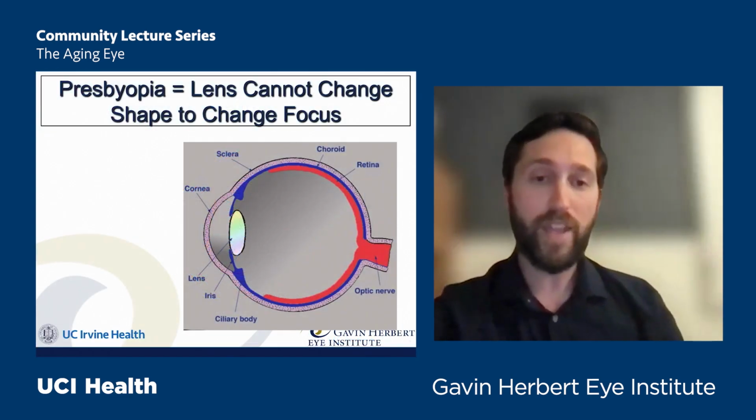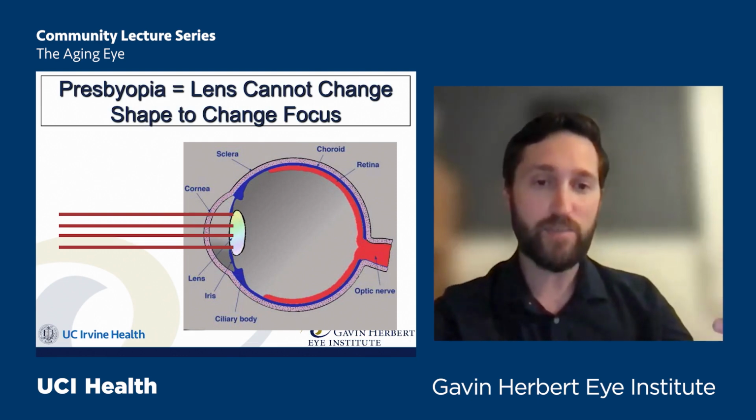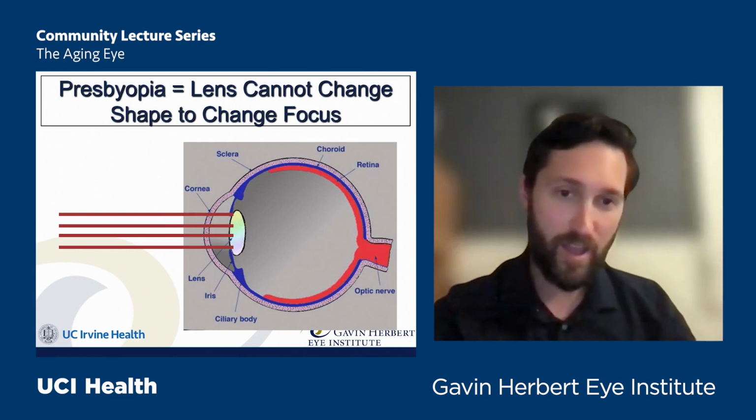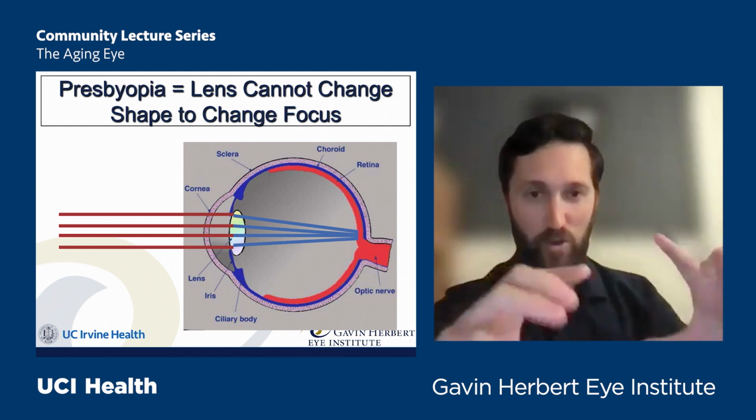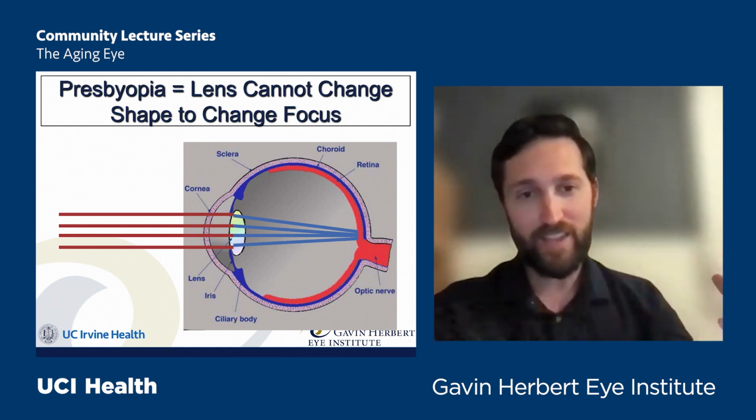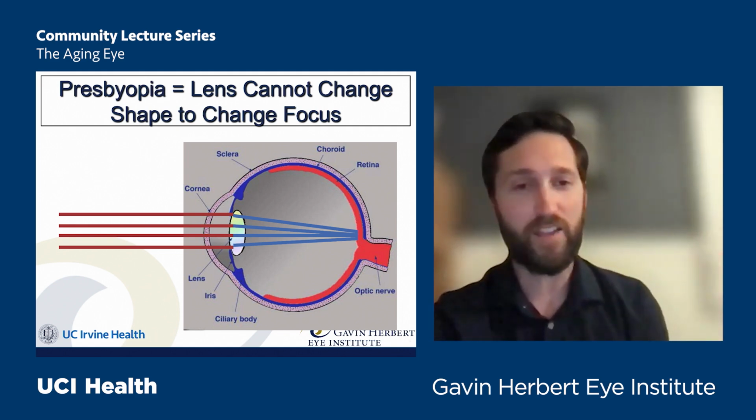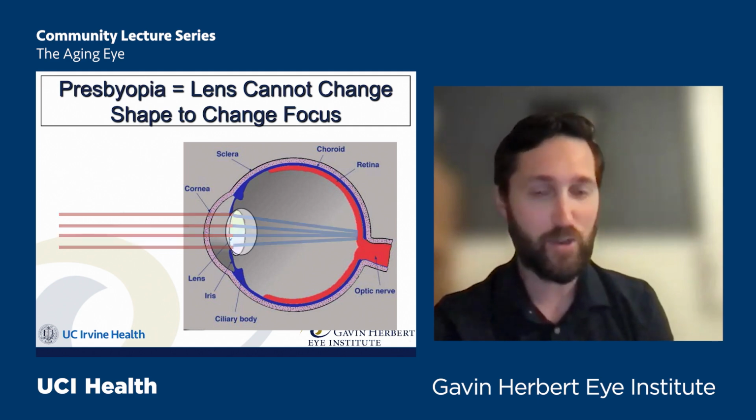So normally, the red lines represent the light as it comes into the eye and then hits that lens, which is the kind of green, pink circle thing in the center there. And the blue light is what the lens does. It helps focus it onto the back part of the eye. So go to the next slide.